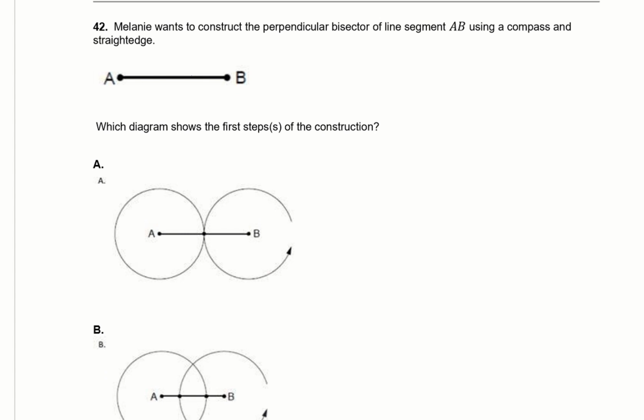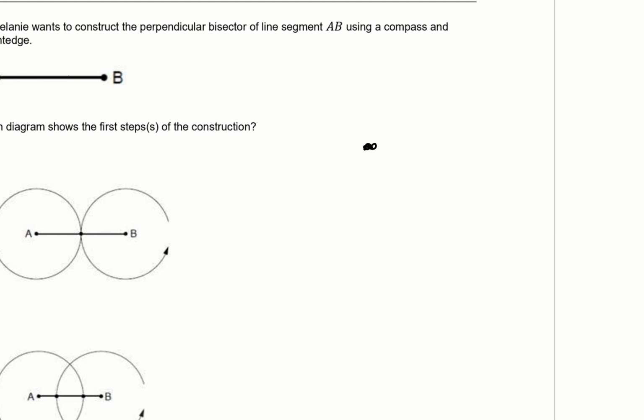So Melanie wants to construct the perpendicular bisector of line segment AB using a compass and straight edge. Which diagram shows the steps of the construction? So if you want to do the perpendicular bisector of AB, you're going to have to take a compass and put the point of the compass at A, extend it so it's a little more than half of the line segment, and then you're going to draw an arc with the compass.